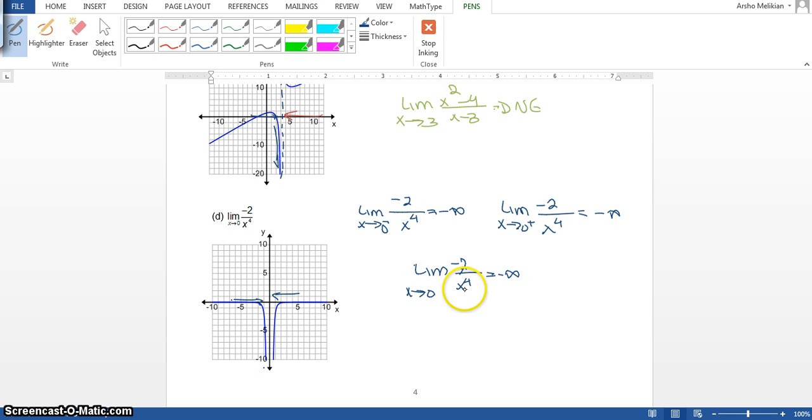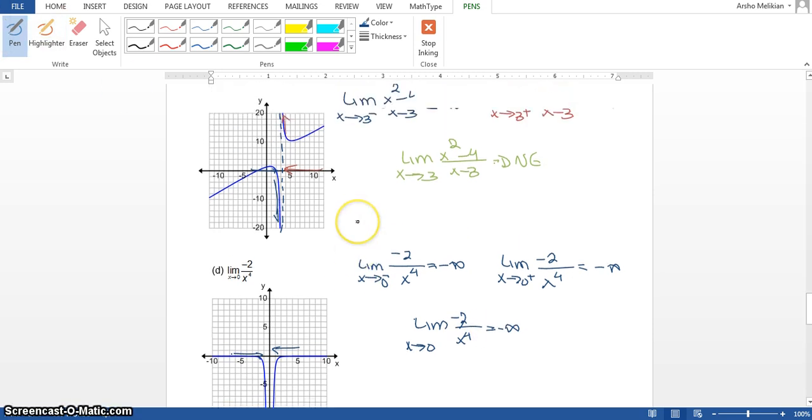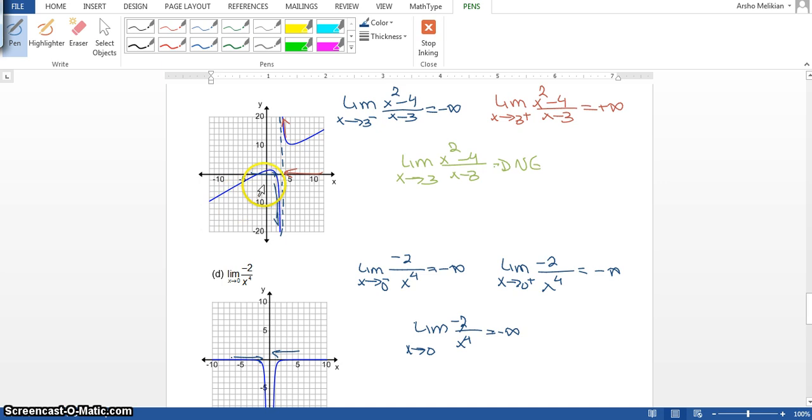Wait, why is it not infinity for the one up there, but it is here? The one up there, the left-sided limit is negative infinity. The right-sided limit is positive infinity. Oh, they're not the same. They're not the same value. Never mind.